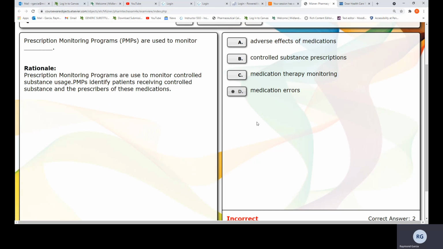I think you can take the exam already. PMPs identify patients receiving controlled substances and the prescribers of these medications. So just remember, PMP monitors controlled substance prescriptions. You might want to put down prescription monitoring programs, because I don't know if y'all remember. Well, I will put in parentheses the acronym for it.